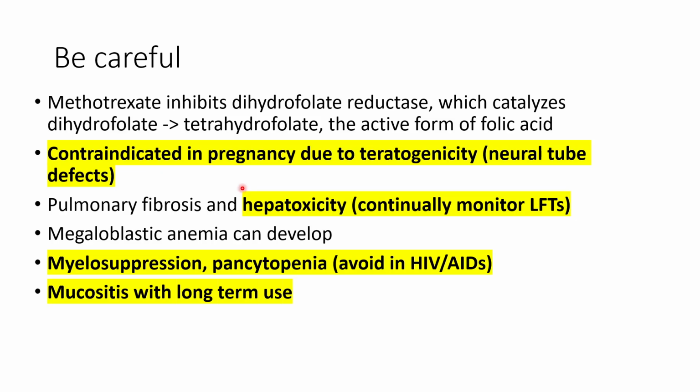Something that's not so obvious, however, is hepatotoxicity. You need to continually monitor liver function enzymes when a patient is started on methotrexate. Additionally, megaloblastic anemia can develop, myelosuppression, pancytopenia, so you really want to avoid this in HIV and AIDS patients. You can also see mucositis with long-term use, so that's just something to be aware of.